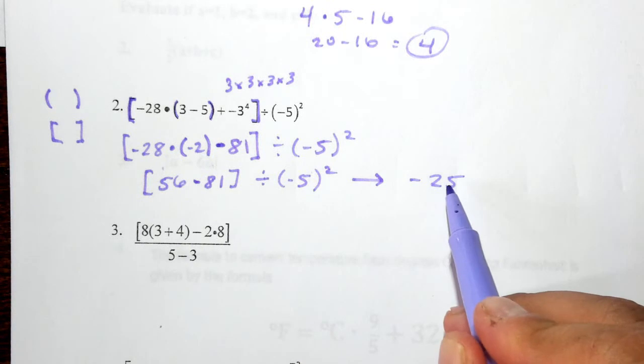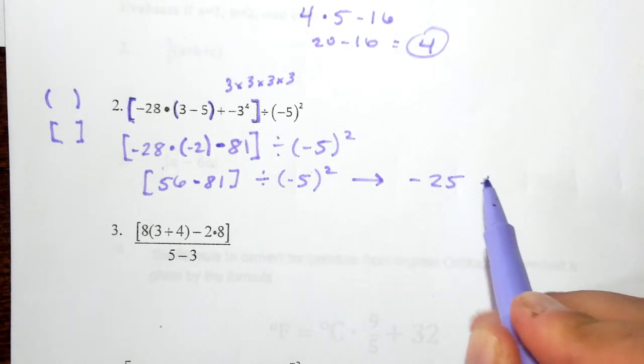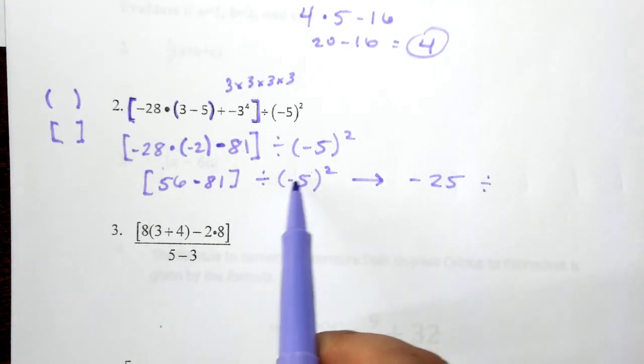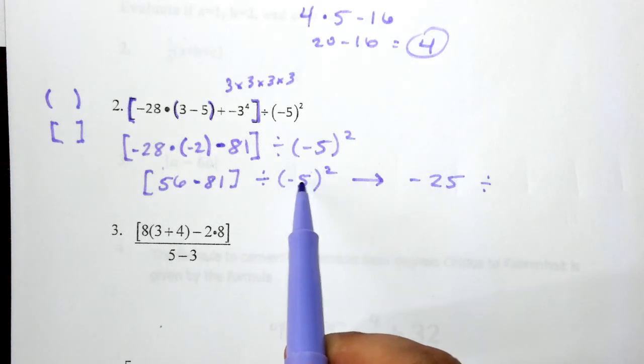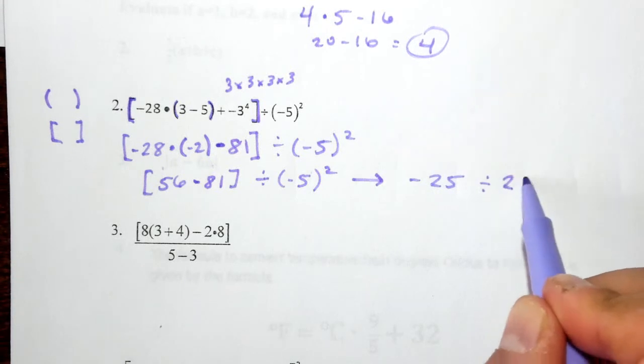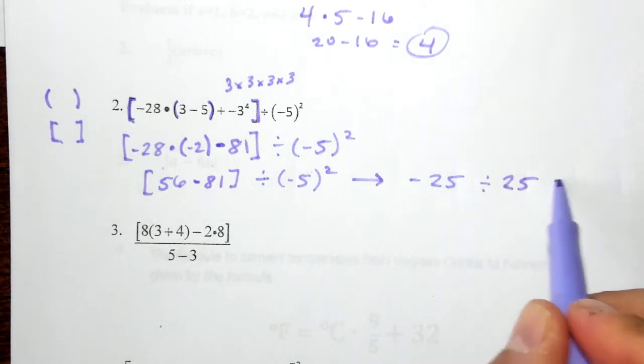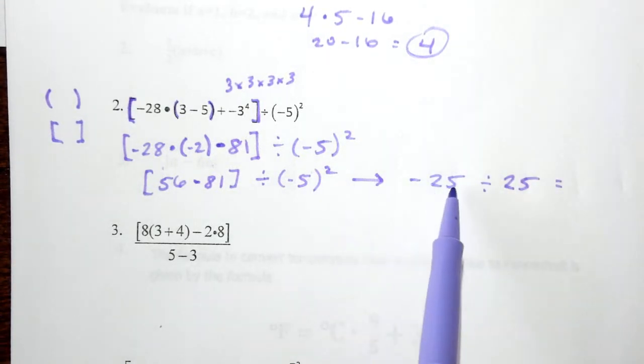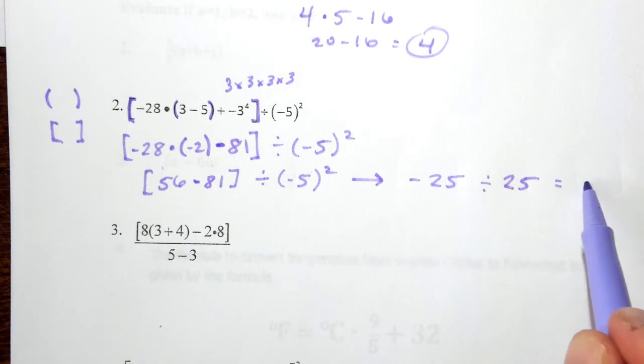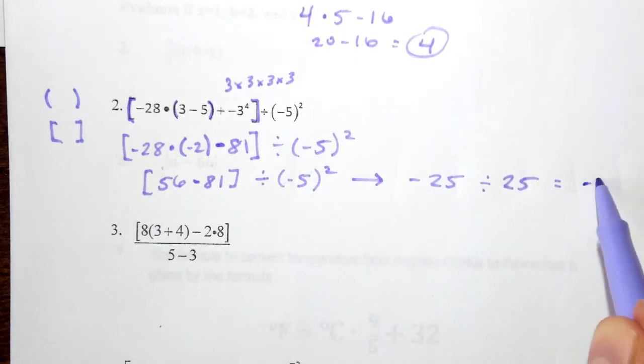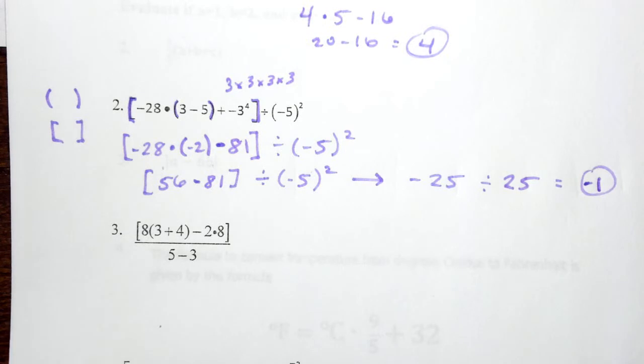So this is just negative 25 divided by, now I can evaluate this. Negative 5 squared is negative 5 times negative 5. That's just positive 25. So now we can finally do the last piece. Negative 25 divided by 25 is just negative 1. And that's our answer there.